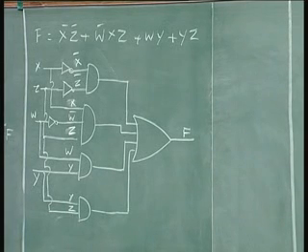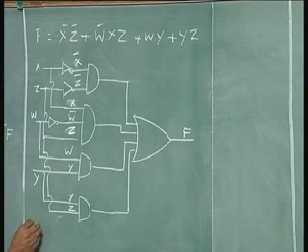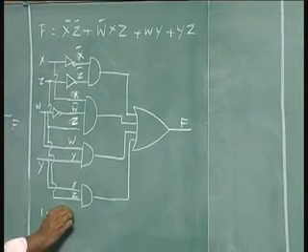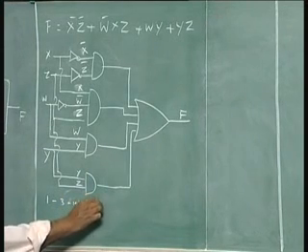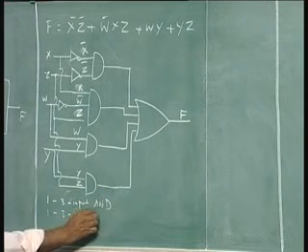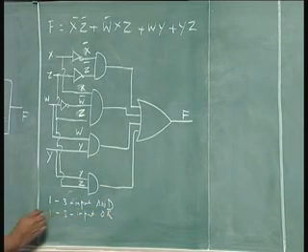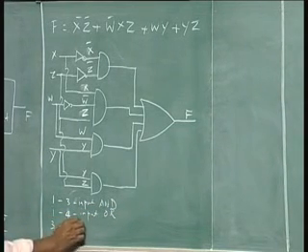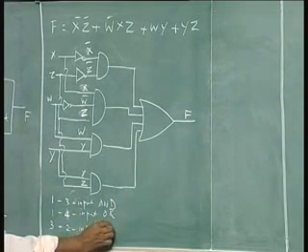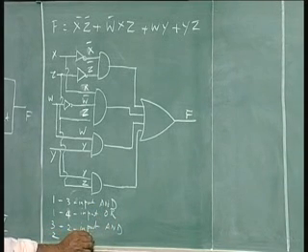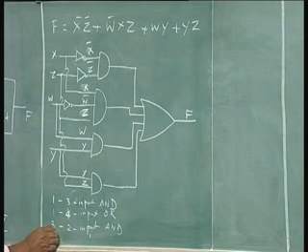So it requires 1 two-input, 1 three-input AND gate, one 3 input OR gate. Oh, I'm sorry, 4 input OR gate, 3 two-input AND gates, and how many inverters? 2 inverters. 2 or 3? 3 inverters. This is the inventory.